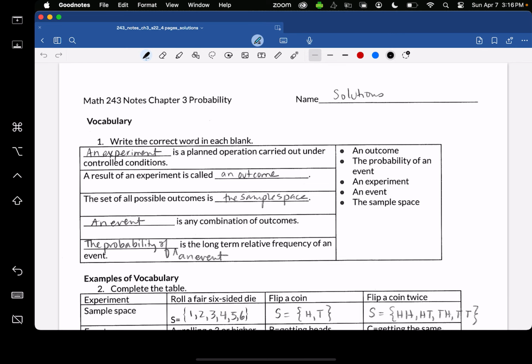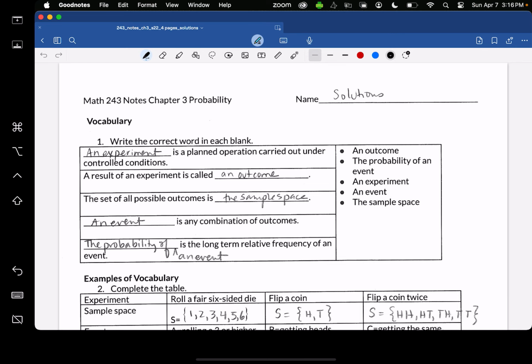For Chapter 3, I don't have a PowerPoint, I just have a worksheet, and I also recommend that you read Chapter 3 in your book. So the first little section here is just going over some probability vocabulary. An experiment is a planned operation carried out under controlled conditions.